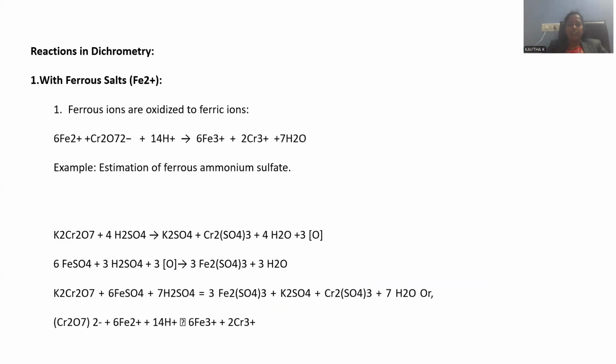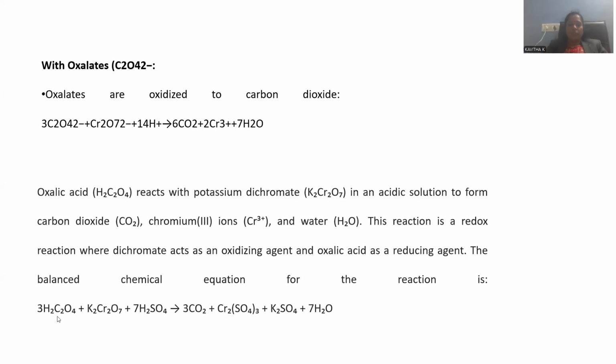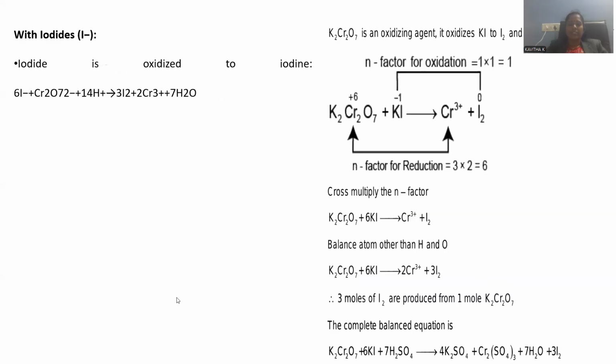Let me balance the equation. 3 moles of oxalic acid can be titrated against K2Cr2O7 in acidic medium. 7 moles of sulfuric acid will be added in the presence of diphenylamine indicator. There is a formation of 3 moles of carbon dioxide, and chromium will be transformed into chromium sulfate. Potassium will be converted into potassium sulfate. 7 moles of water are also originated. This is the way dichromate titration for the estimation of oxalic acid is carried out in volumetric analysis.